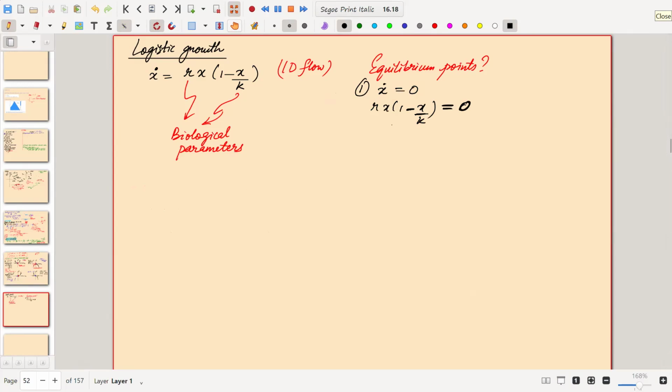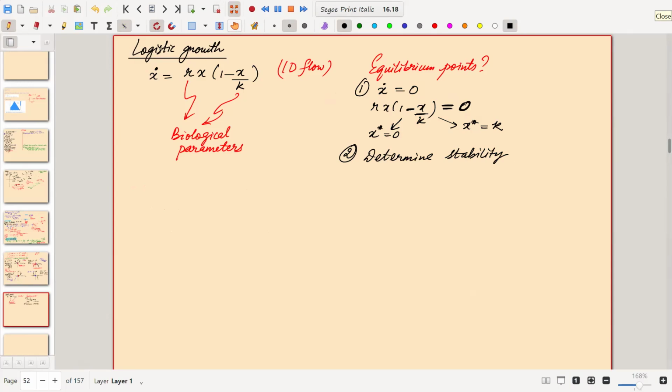So what solution do you get? You will get two solutions. One is x star equal to 0 and x star equal to k. Agree? Now, after you find these equilibrium points, what is your next step? Determine their stability, whether they are stable or unstable equilibrium points. So determine the stability of the equilibrium points.